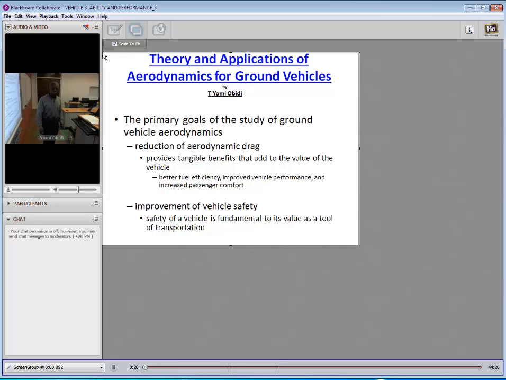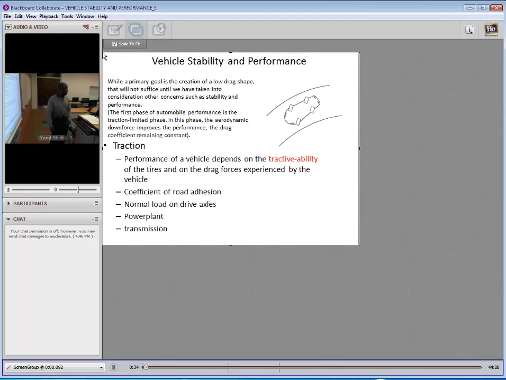Hello. Today we'll talk about vehicle stability and performance. Vehicle stability and performance. The primary goal is to create a low drag shape in a vehicle.